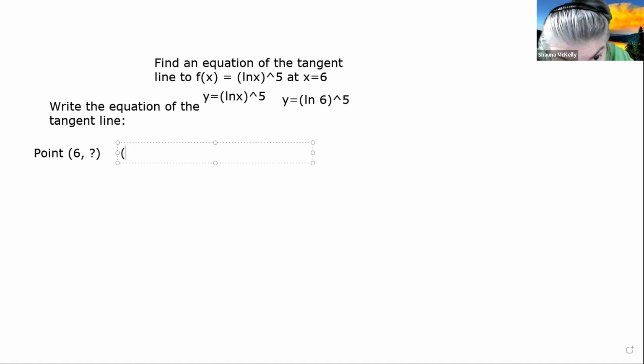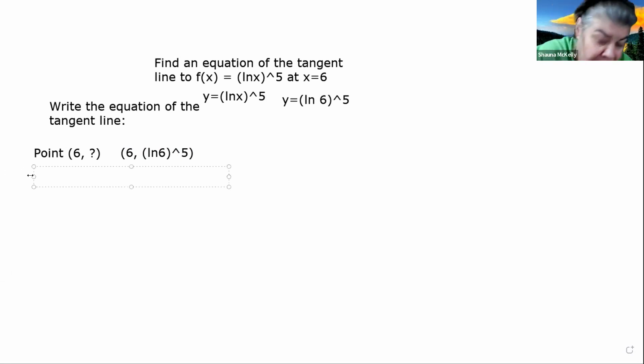So my point is actually going to be, for now, 6 with ln 6 raised to the 5th power. That's how I'm going to have to write it for now, okay? And I do need all of these parentheses. These outside parentheses tell me I've got a point. The ones around ln 6 tell me that I'm taking the entire logarithm to the 5th power. Okay, my point.